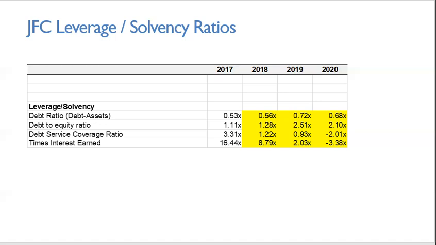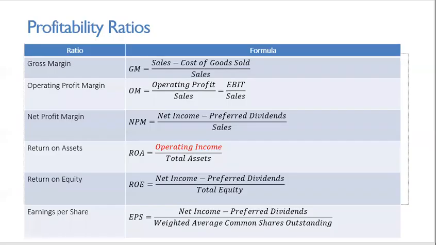Okay? The last set of ratios are profitability ratios. So essentially, they describe the profitability of the firm. Okay, so gross margin is gross profit, which is sales minus cost of goods sold over sales. Operating profit margin is operating profit over sales. Operating profit is equal to EBIT, which is earnings before interest and taxes. NPM, or the net profit margin, is net income minus preferred dividends over sales. And those are the main profitability numbers.